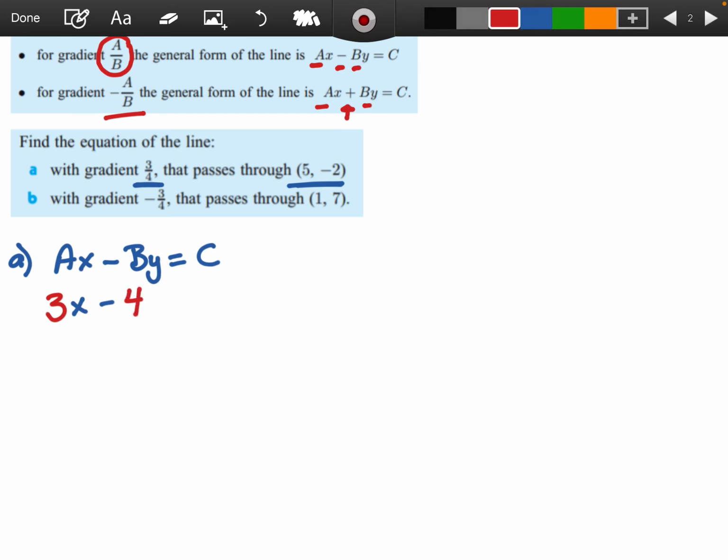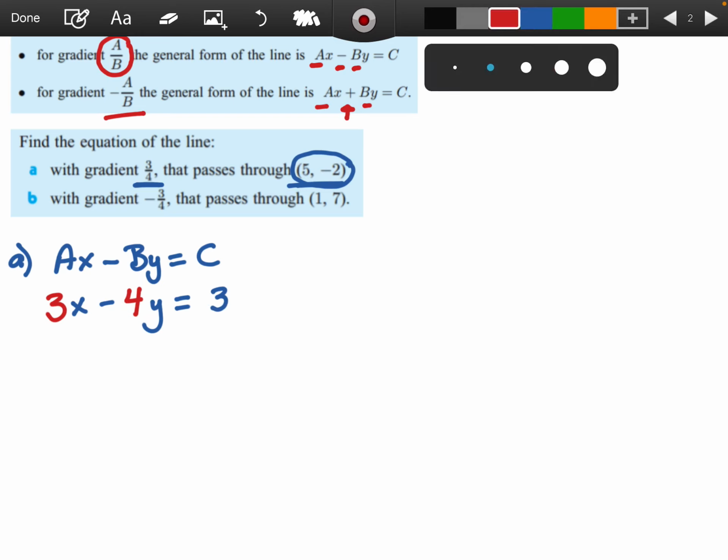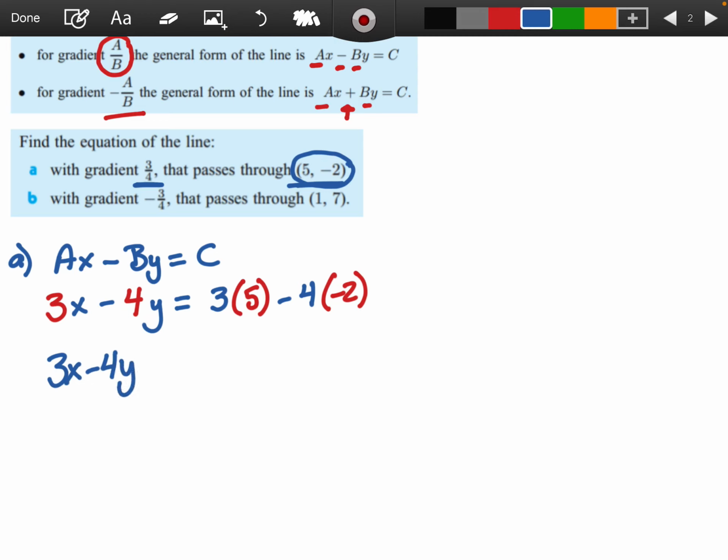I'm going to take the numerator and the denominator of my slope, and that's going to be one side. And how I'm going to figure out the other side is I'm going to take the x and y from my point and plug it in with those slope values that I just put in. So the other side ends up being 3 times x, which is 5, minus 4 times negative 2, which is y. And then that's what I'm going to use to figure out c. So I've got 3x minus 4y equals 15 plus 8. So 3x minus 4y equals 23.